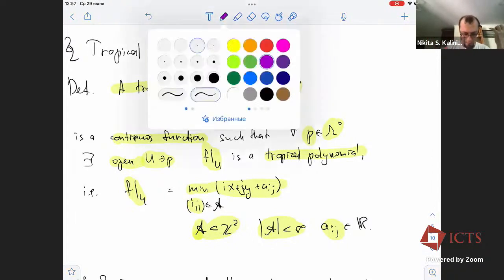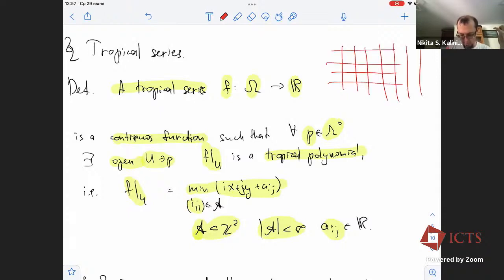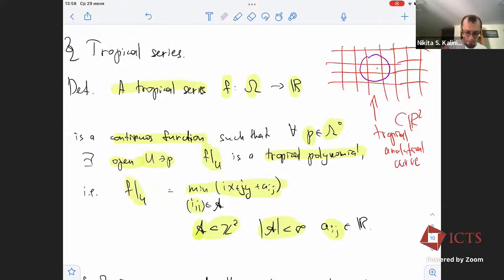So for example, I can draw the corresponding tropical curve. If I just draw such a picture, a grid in R^2, then this is a tropical curve. The set of points where my tropical series is not smooth, or not linear, is called a tropical curve. For example, here is a tropical analytical curve, because for each point there is some neighborhood where my curve is exactly a tropical curve, an affine tropical curve. Okay, that's the definition.